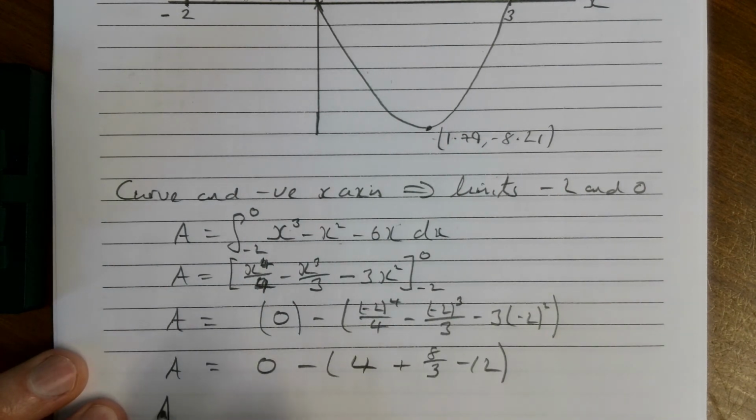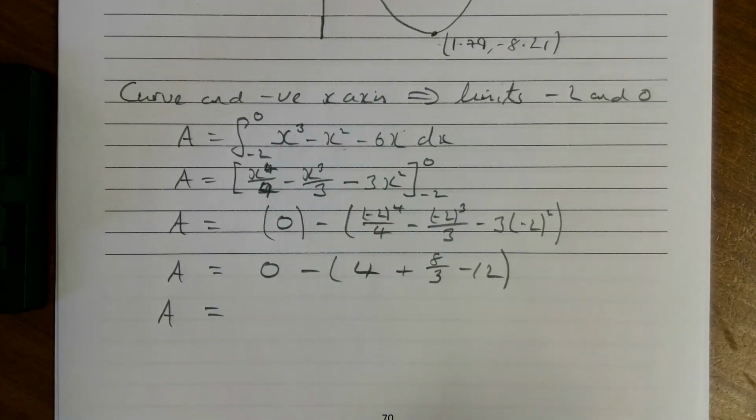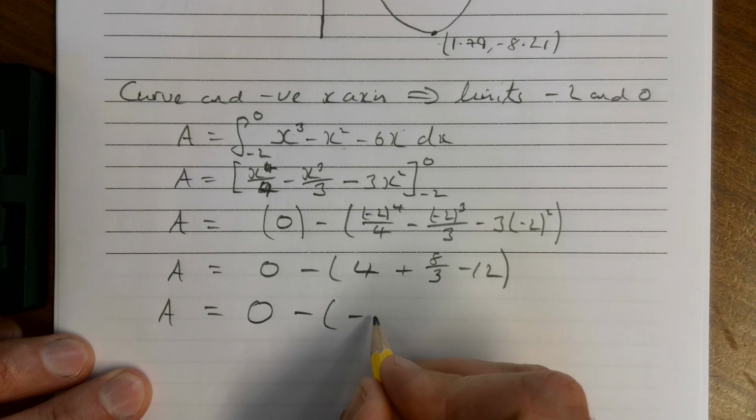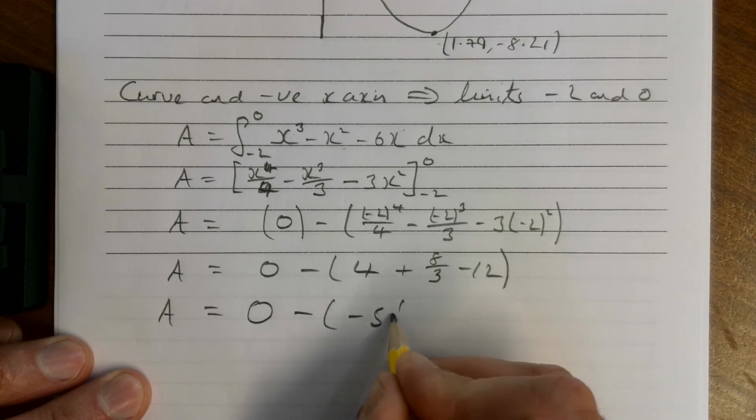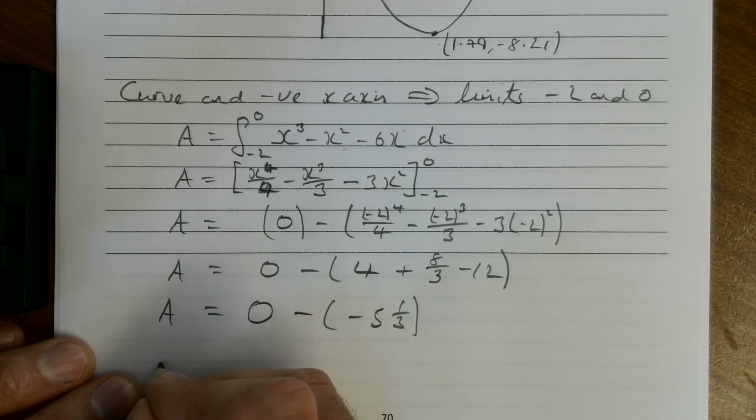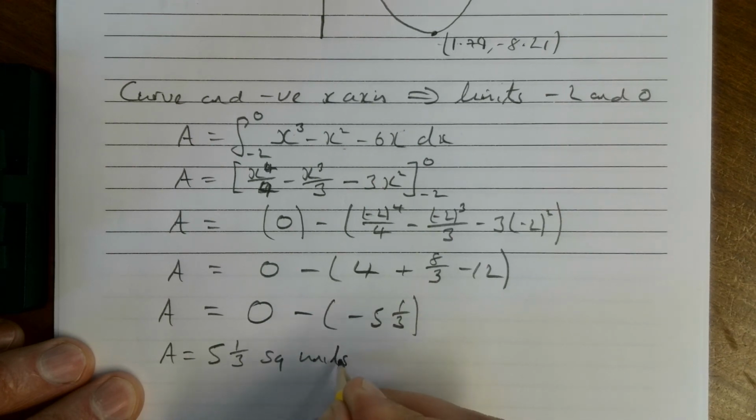So that gives me an area, I'll move down a bit, of 0 minus, and then that gives me minus 5 1/3. It's given me a positive answer, which is good because it was above the axis, so that seems right. And the area then is 5 1/3 square units.